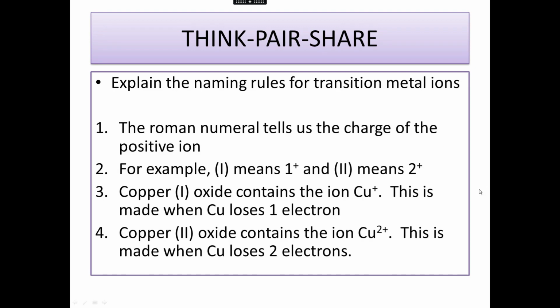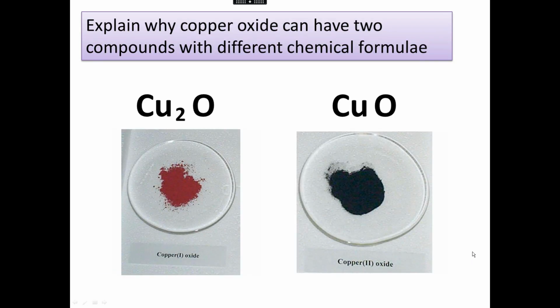Okay, here we go. I wrote that we use a Roman numeral to tell us the charge of the positive ion. So I means 1+, II means 2+. For example, copper(I) oxide contains Cu+. Cu+ is made when Cu loses 1 electron. Copper(II) oxide would contain Cu2+. This is made when copper loses 2 electrons.